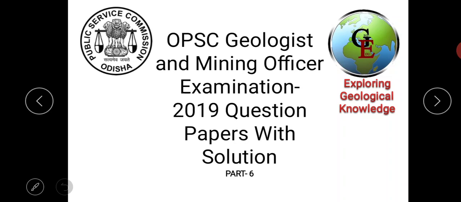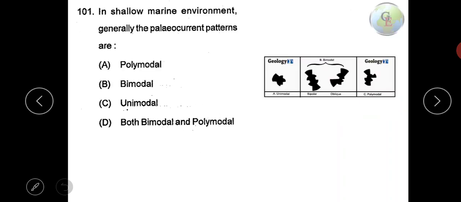Here we came to part 6 of the MCQs that came in the OPSC Geologist and Mining Officer Examination 2019, with detailed solution. Let's go to the first question. In shallow marine environment, generally the paleocurrent patterns are: option 1, polymodal; option 2, bimodal; option 3, unimodal; and option D, both bimodal and polymodal.